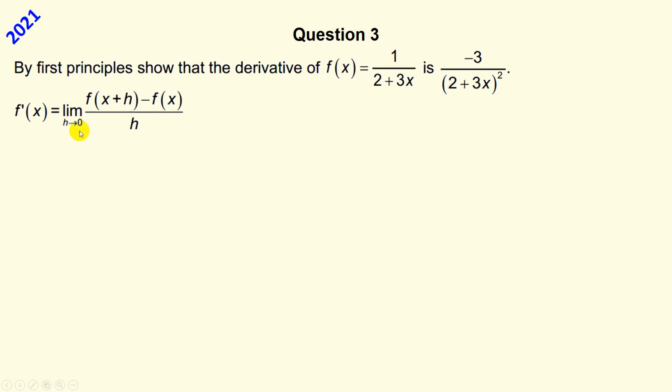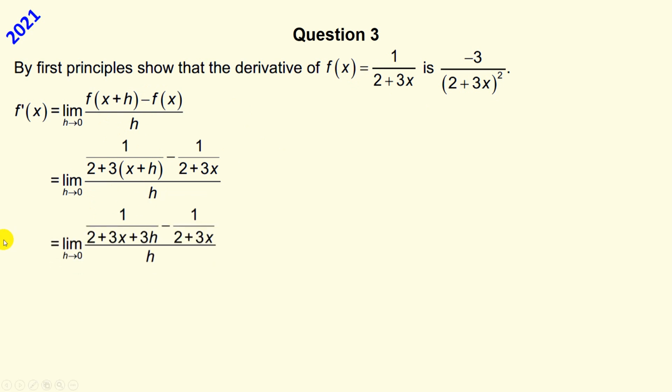f prime of x equals the limit as h tends to naught of f of x plus h minus f of x, all over h. So now we're going to take 1 over 2 plus 3x, and wherever there's an x, we're going to write x plus h. So therefore 1 over 2 plus 3 times x plus h, minus f of x, so just straight repeating f of x, all over h.